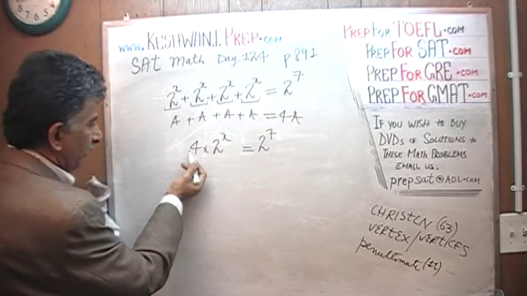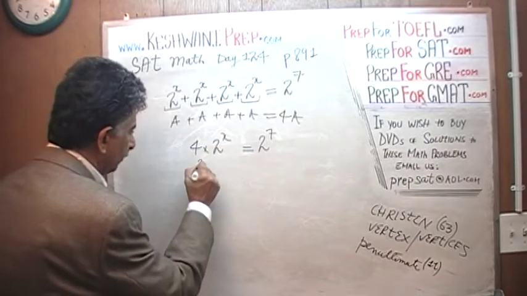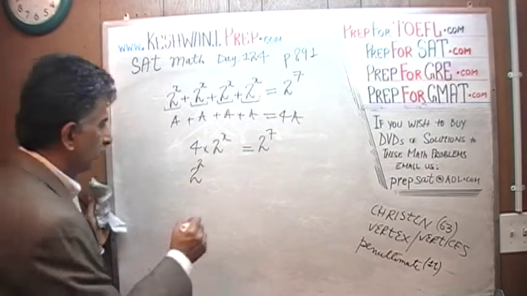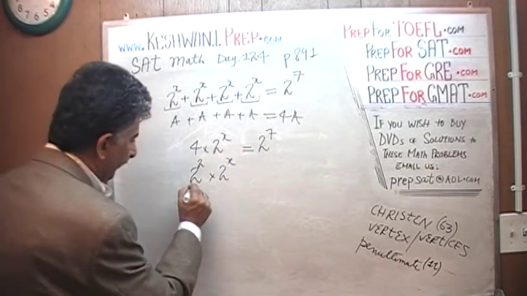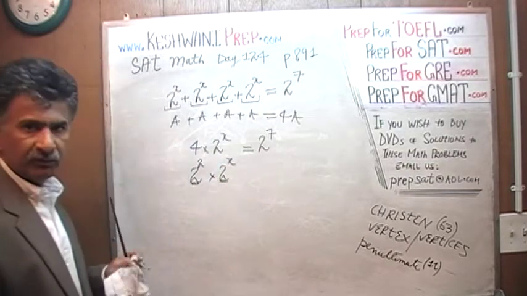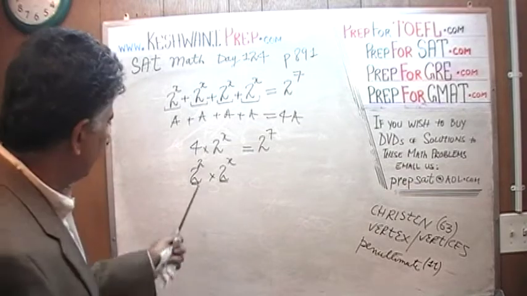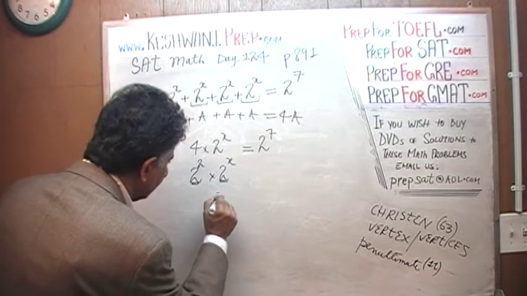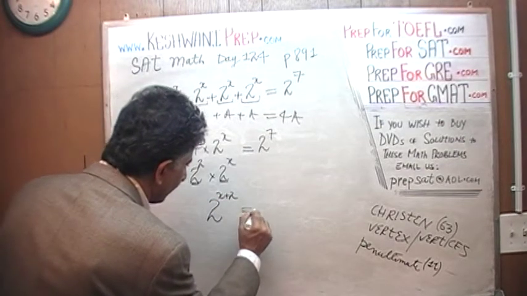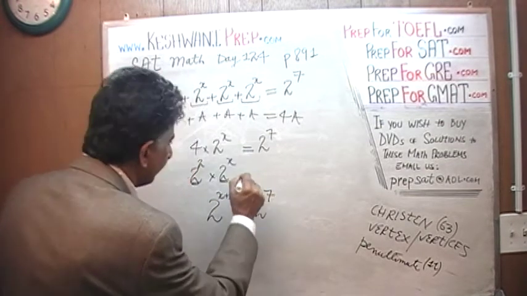Now 4 can also be written as 2 raised to 2. 2 squared is 4 times 2 raised to x. Now that they have the same bases, this has a base of 2 and this has a base of 2, as long as the bases are the same, we can add their exponents. So we get here 2 raised to x plus 2, which we are told equals 2 raised to 7.